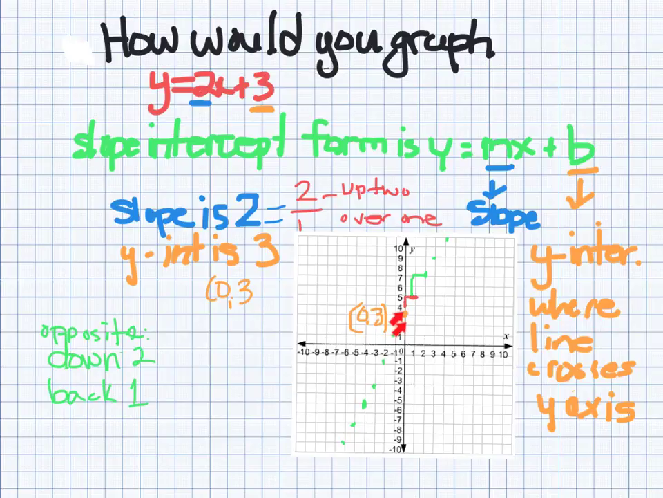0 is for the x-axis, where the y-intercept crosses the y-axis. So we have 0 here. We're going to go up 2 and over 1, and then up 2 and over 1, up 2, over 1.